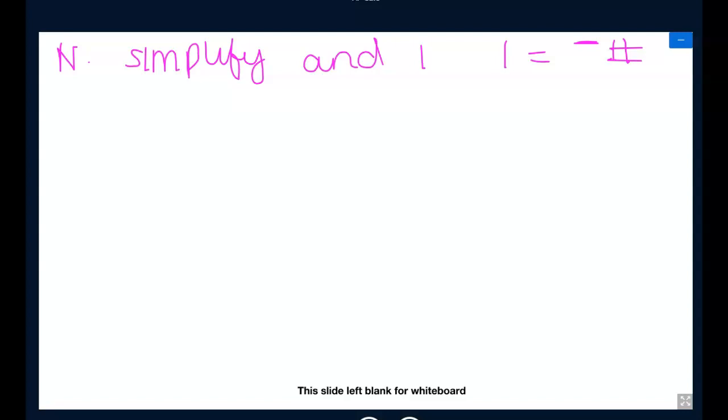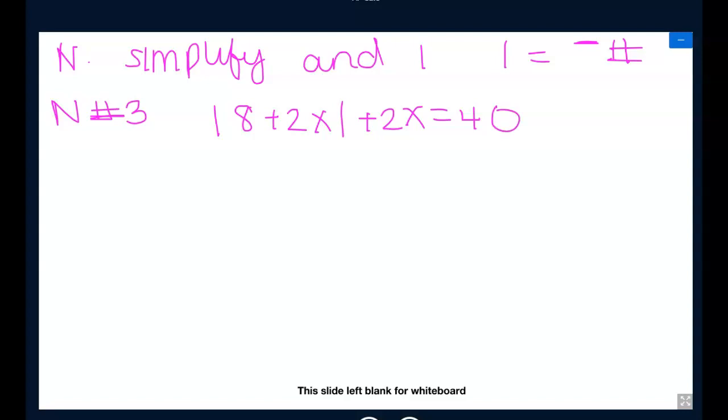So let's look at N3, because N3 gives an example of both working and non-working. So we have the absolute value of 8 plus 2x, absolute value, plus 2x equals 40. Step 1 when solving an absolute value problem is to isolate the absolute value. So we're going to subtract 2x from both sides.